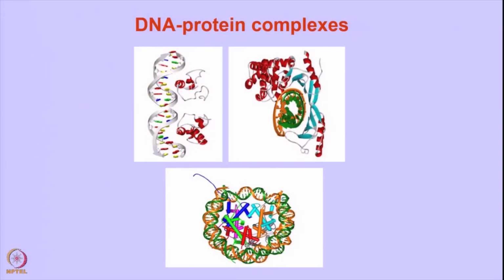DNA protein complexes are important in various processes. Here it shows how a duplex DNA can fold and accommodate proteins, and the proteins can interact with the DNA. Proteins will have to interact at various sites in the DNA duplex or with the other kinds of structures that are possible, either with the single stranded areas or the double stranded areas. Different possibilities of interactions are possible.